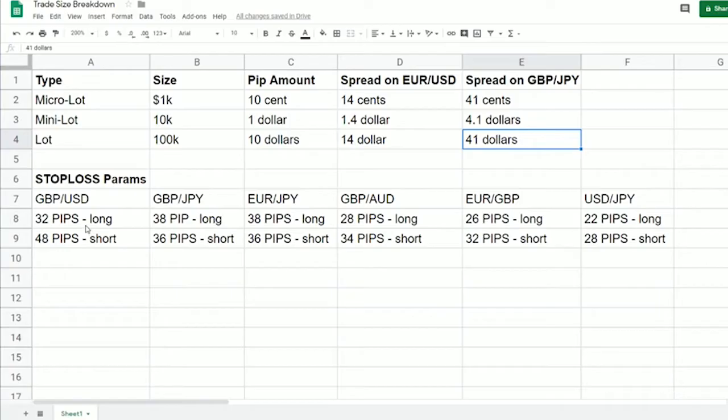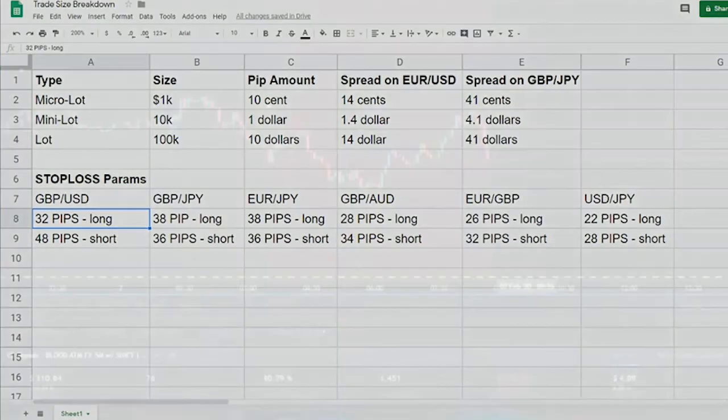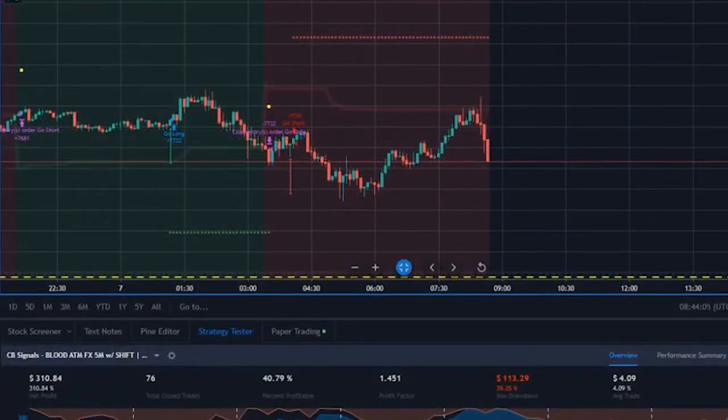So with that being said, if you look down here, stop loss parameters. These are the stop loss parameters that I have set for my algos for the 6 main pairs that I trade. All right, and so what that means is that my stop loss, the max you're going to lose on a trade with the pound dollar, is 32 pips on the long side, 48 pips on the short side. So let me just explain or illustrate visually what that means. Let me get over to the chart so you guys can see this.